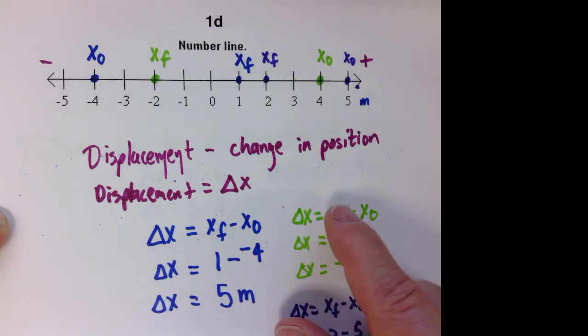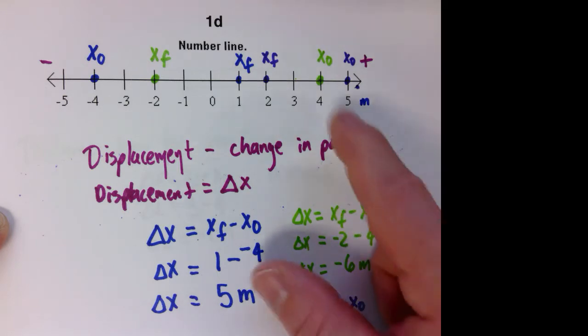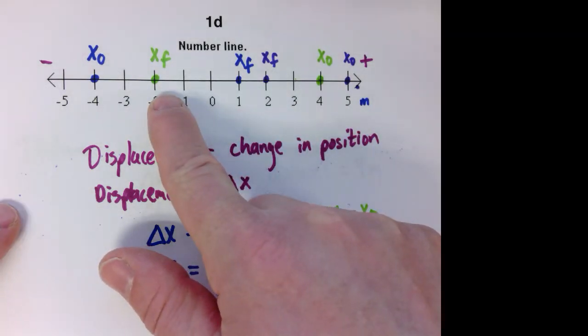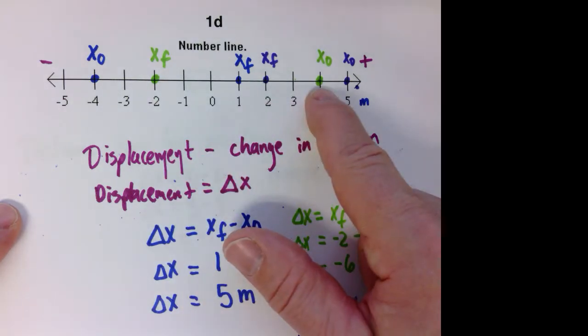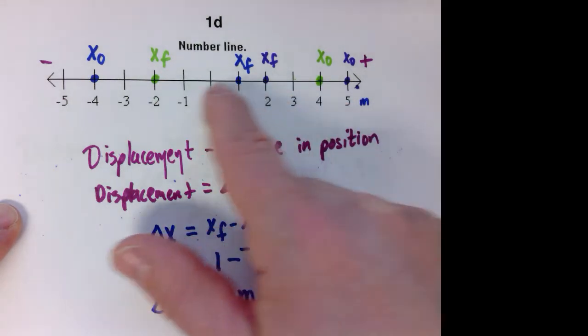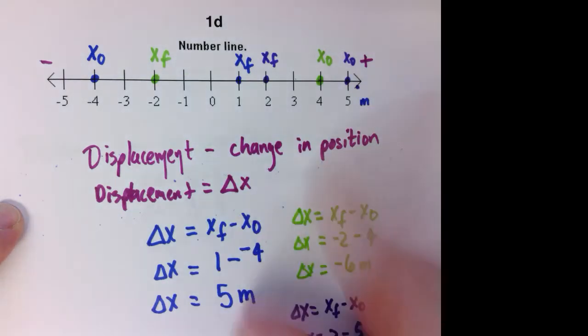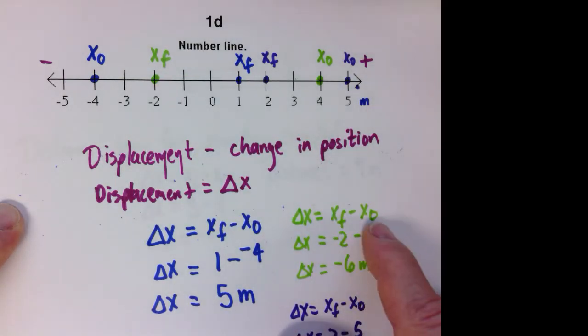Let us consider the green example, where we have an initial position of 4 and a final position of -2. Now we can see just from the number line that it's going to be moving in this direction, so we would expect the displacement to be negative. So let us see. Final minus initial, the final is -2.